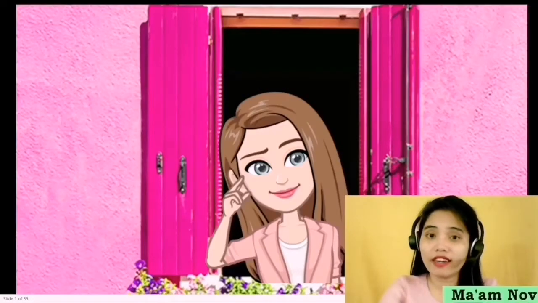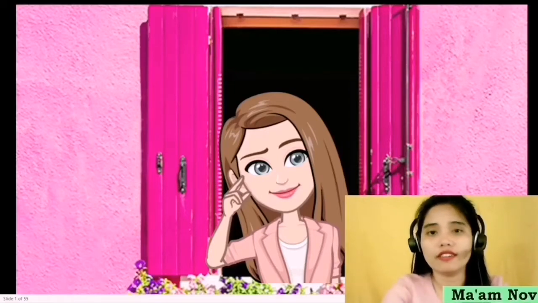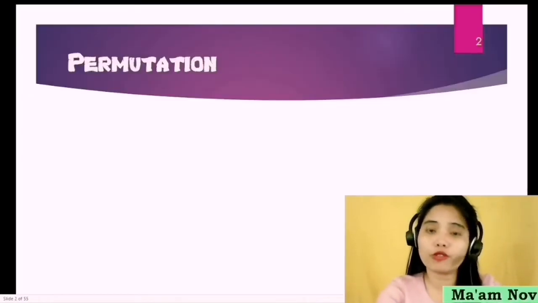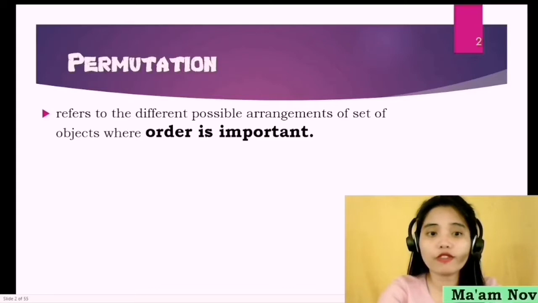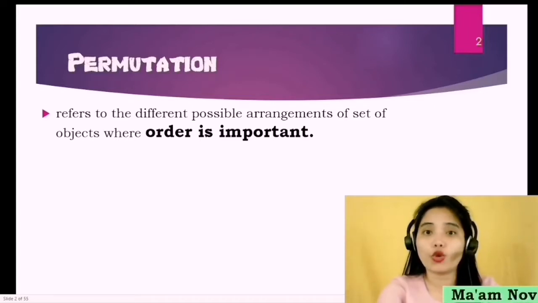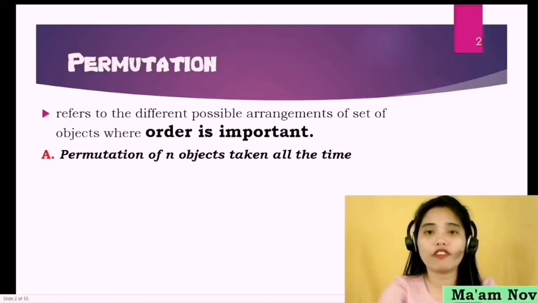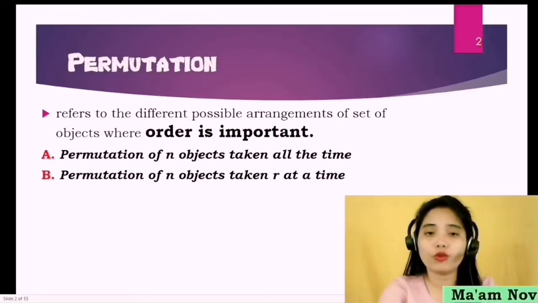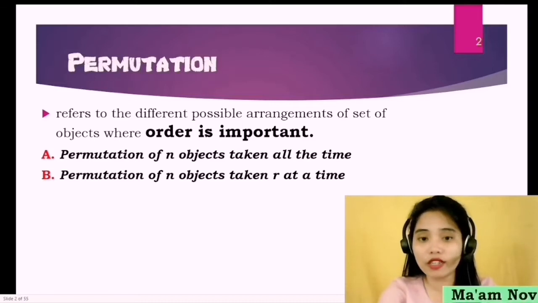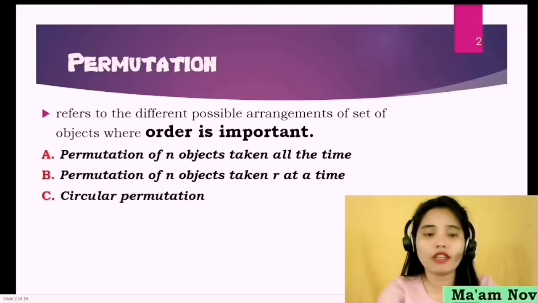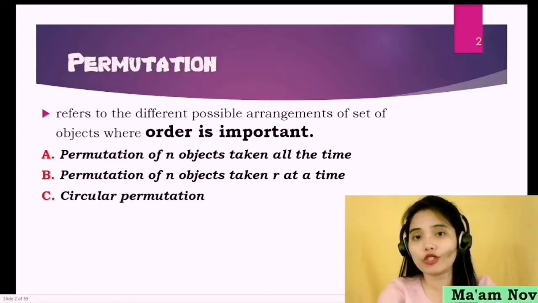Before we begin, let us review first Module 1 of Quarter 1. It was all about permutation. It refers to the different possible arrangements of a set of objects where order is important. We have different types of permutations: permutation of n objects taken all at a time, permutation of n objects taken r at a time, and circular permutation.